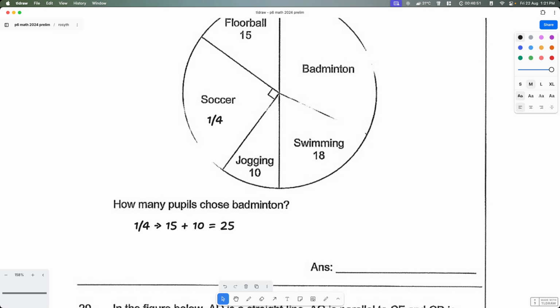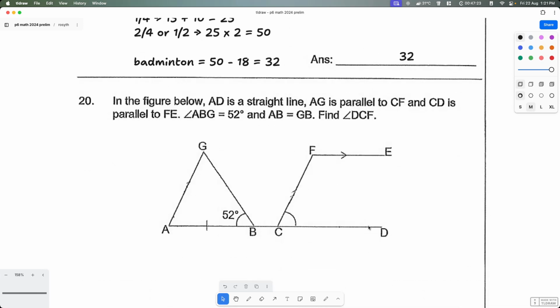Okay, so that means if you go to 2 out of 4 or half, which is equal to 25 times 2, which is 50. So we know half is 50, then that means swimming is equal to 50 minus, no, badminton, sorry, not swimming. Badminton is equal to 50, so yeah, badminton 50 minus 18, this will give us 32. Okay, there you go. That's the answer. 32. Okay, let's move on to the next question.